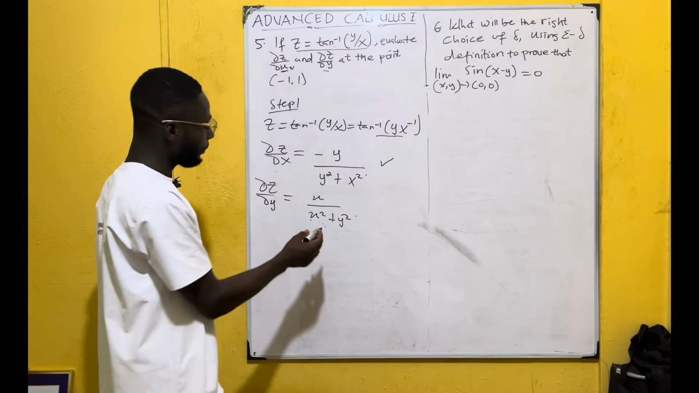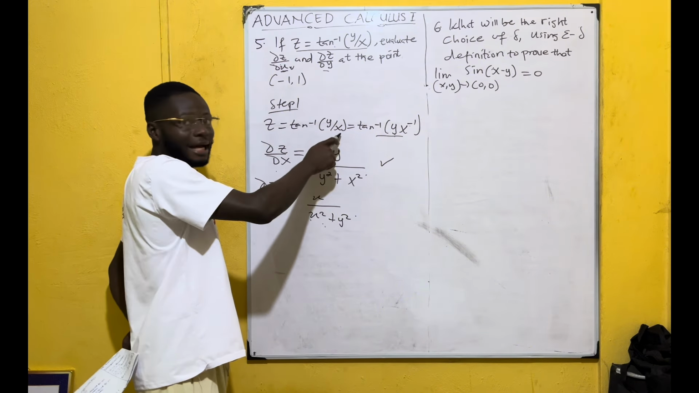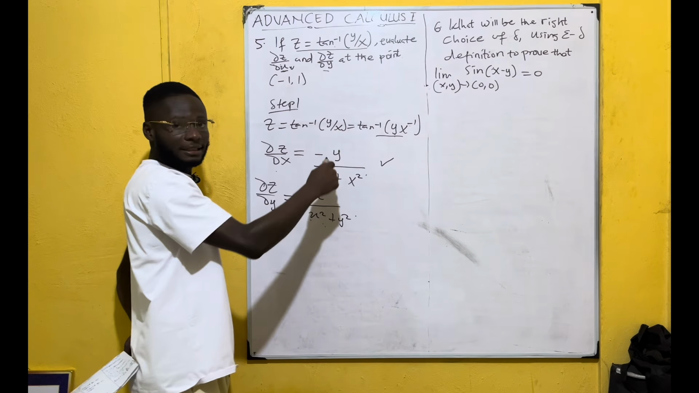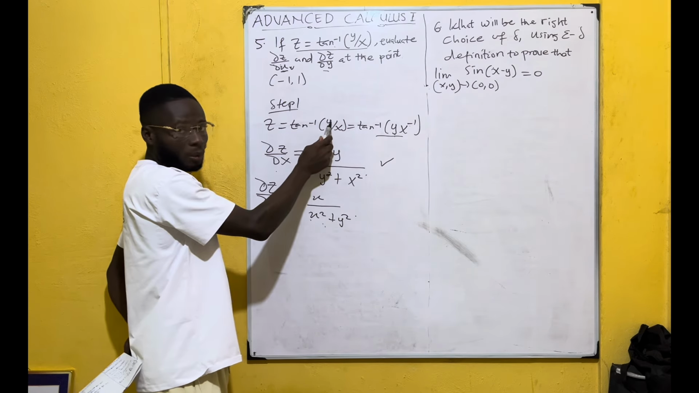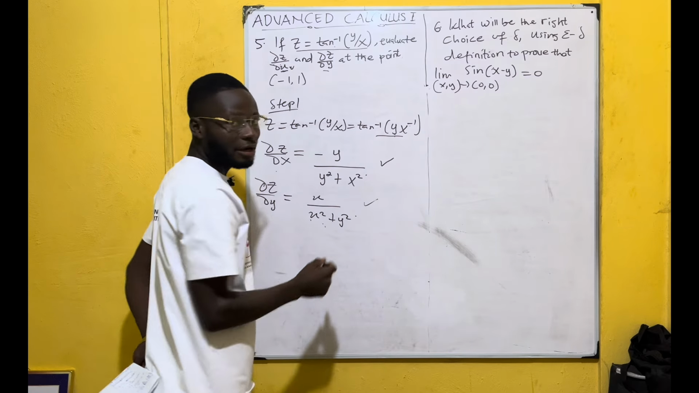You know why we had positive here? Because the y is at the numerator. Because the x was at the denominator, we raised it and there was a negative. That is why we had negative affecting this. But because the y is at the numerator, we had positive. Now, this is our derivatives.